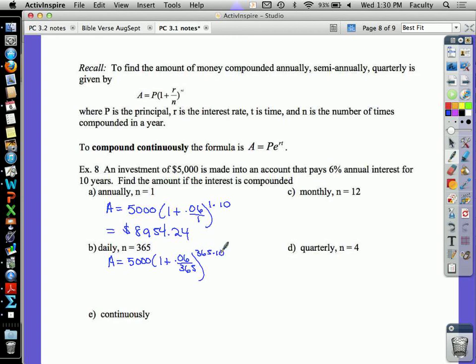Also, if you have an older calculator, if you have the TI-83, be careful. Once you hit your exponent, your caret, you have to put 365 times 10 in a parenthesis. Otherwise, you're going to get the wrong answers. And I would hate to see that on a quiz or a test by something that small.